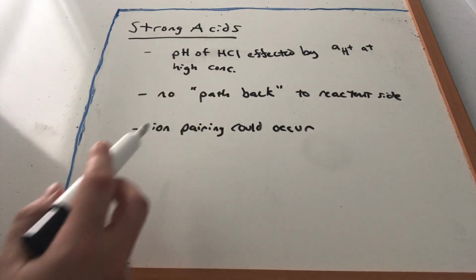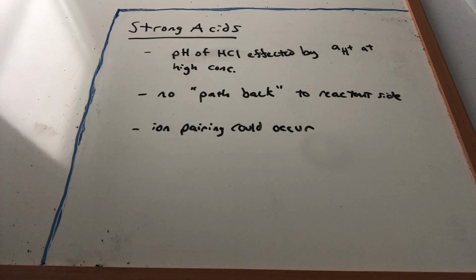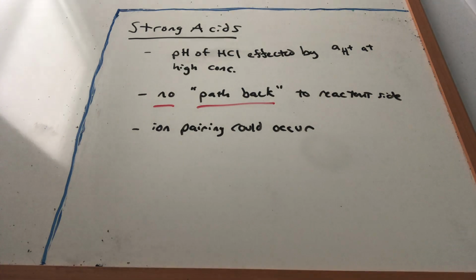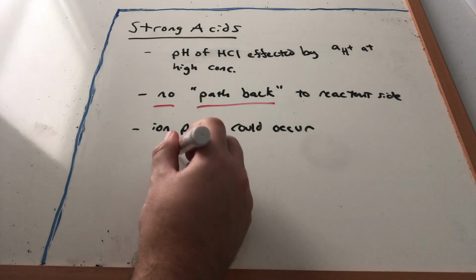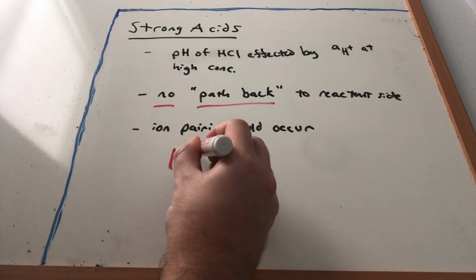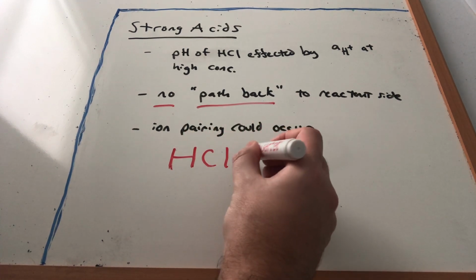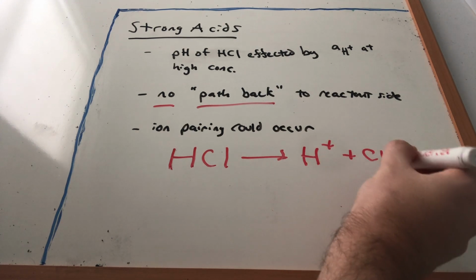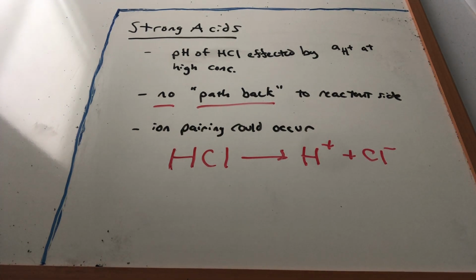But the difference in the arguments that we'll be making now is that there's no path back to the reactant side. When we think about HCl and we write the reaction for HCl, and how it acts when it goes in water, we treat it like a full dissociation. It makes fully H+ and Cl-, just completely. What the activity measures is going to be the free H+ that there is.